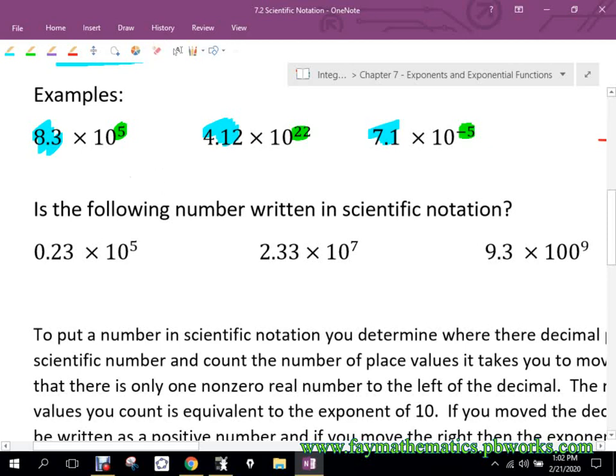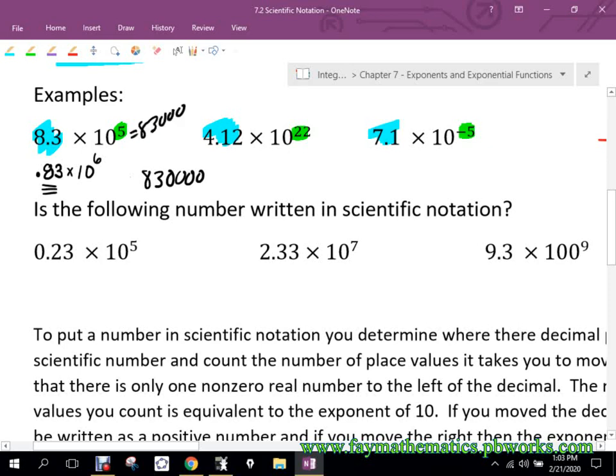What about this? What if I wrote this as 0.83 times 10 to the 6th? Now, that's not scientific notation because this number has to be bigger than 1. Does that make sense? But that's still a number. Is that number right there, 0.83 times 10 to the 6th, the same thing as the number above it? How many decimal places would I have to move that decimal if I'm looking at times 10 to the 6th? Six times. Which direction? To the right. So if I move that decimal six places to the right, does it give me 830,000? Yeah.